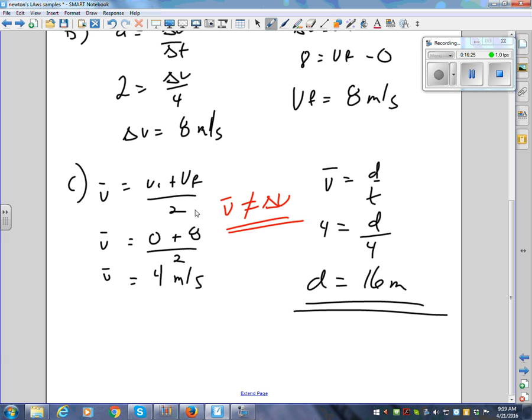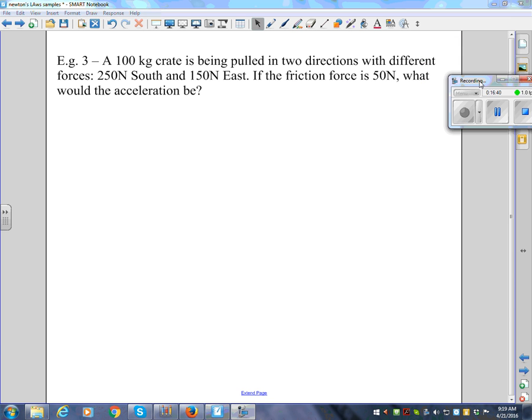Right? V bar and delta V are not the same. I cannot emphasize that enough. Well, I guess I could do a little dance or something or other and yell. I don't think that's going to make any difference. Okay.